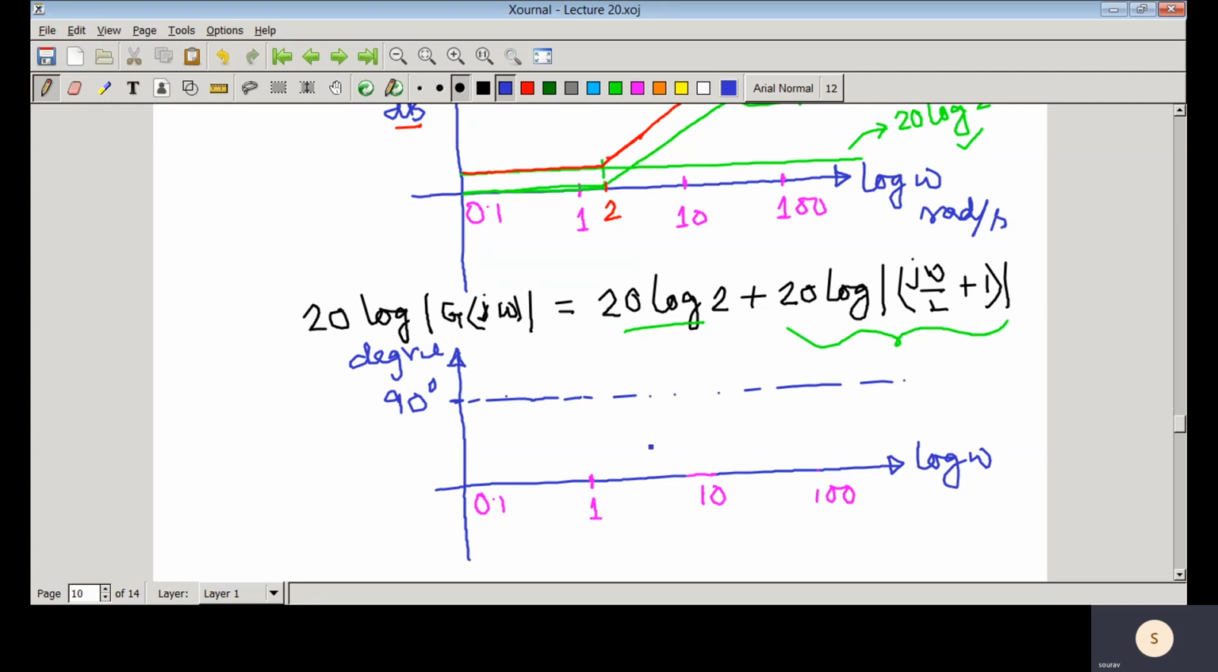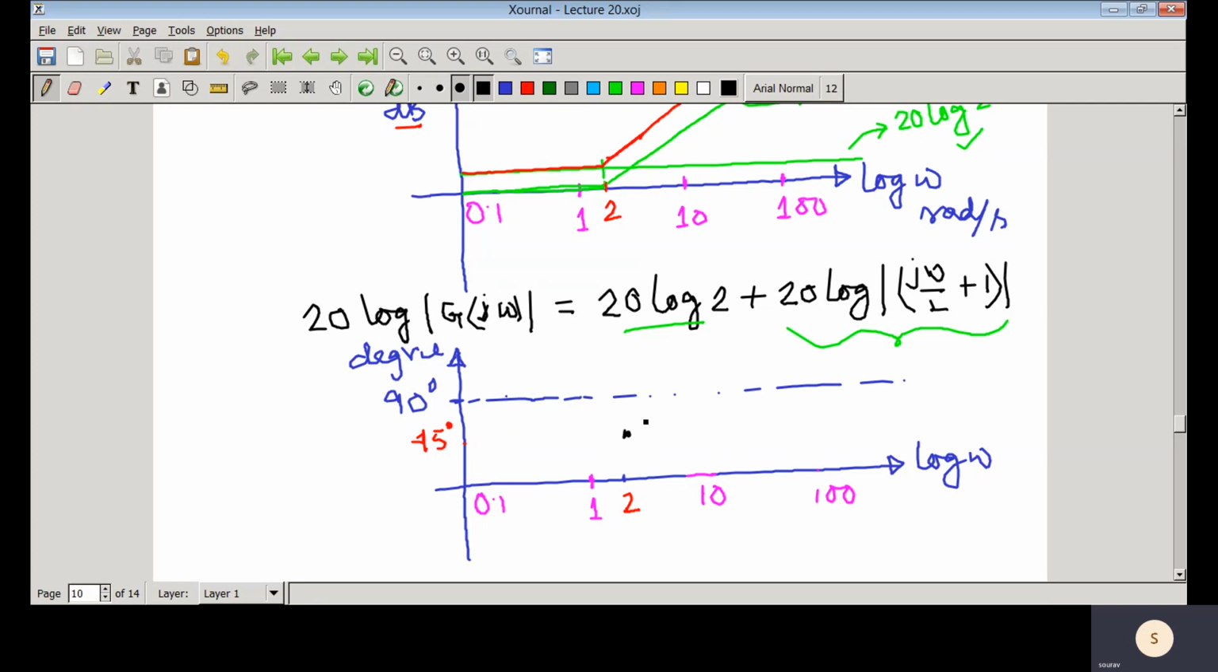Here we can see what the corner frequency is. The corner frequency is 2, and we know that at the corner frequency the value is 45 degree. So the point is here, that means this is that 45 degree.